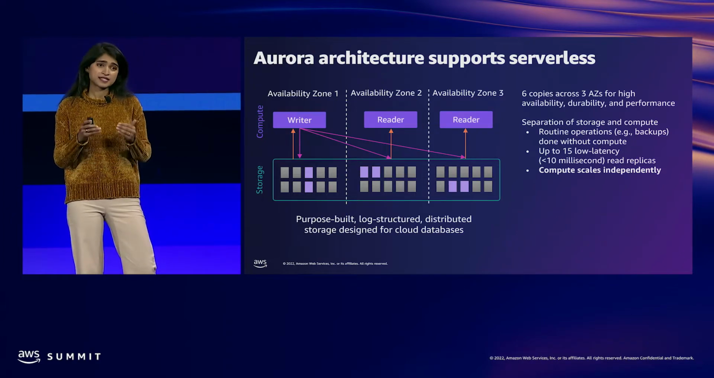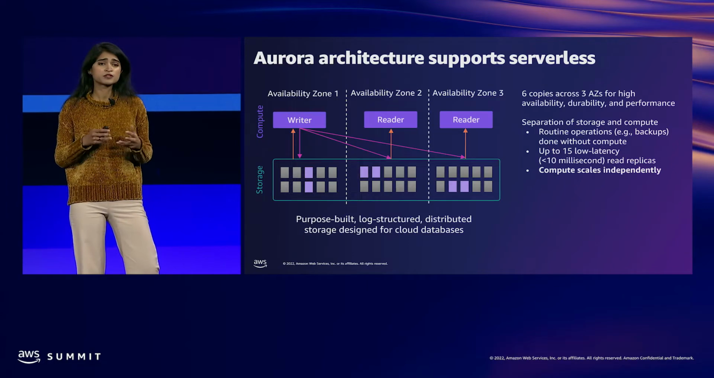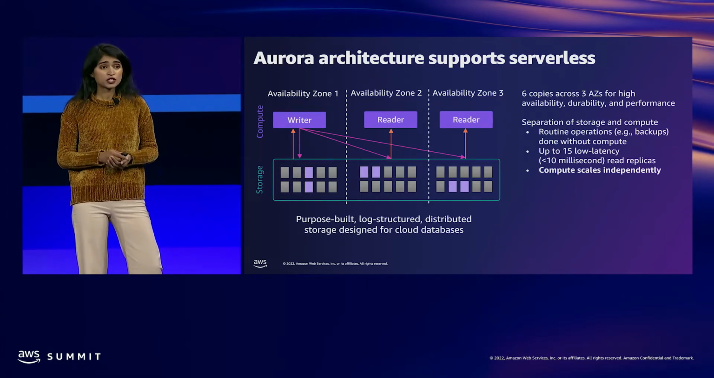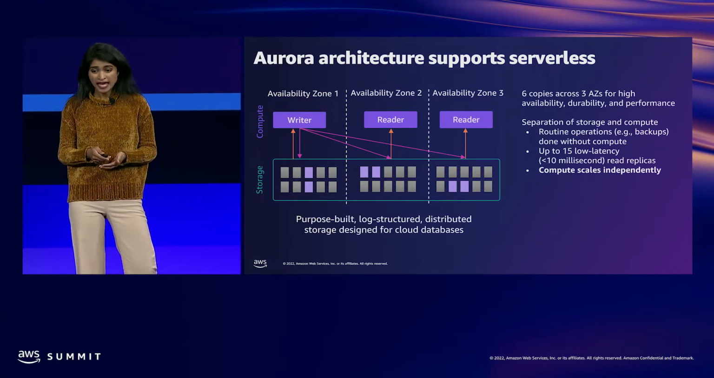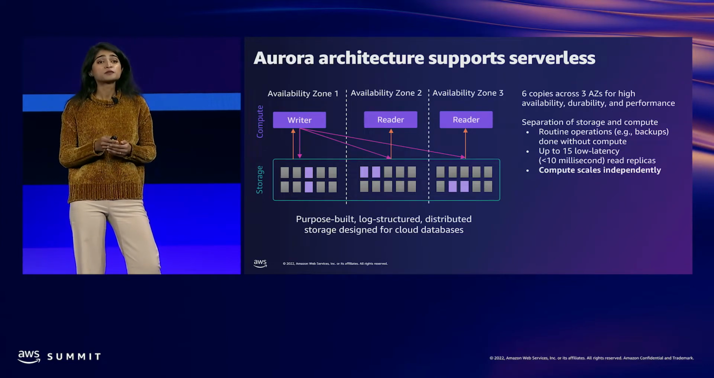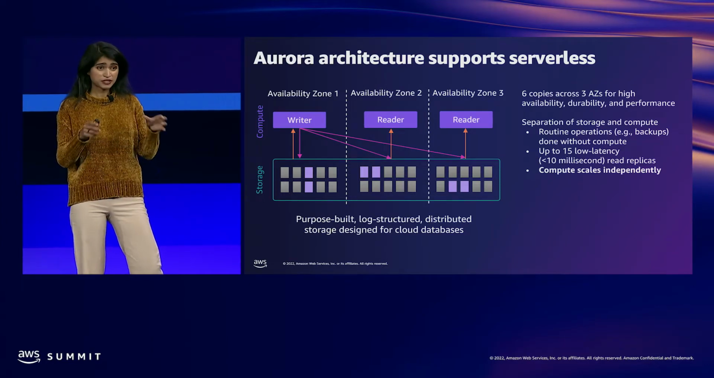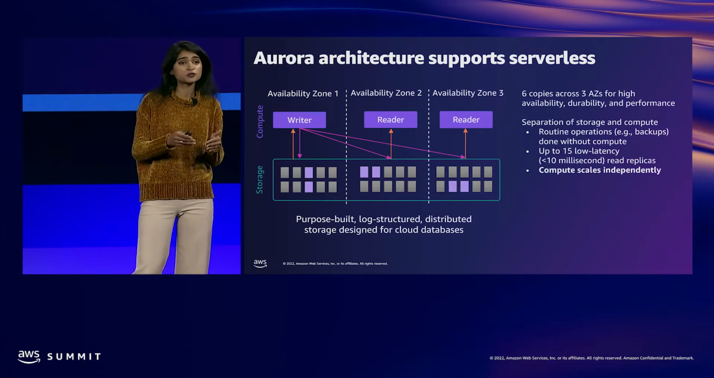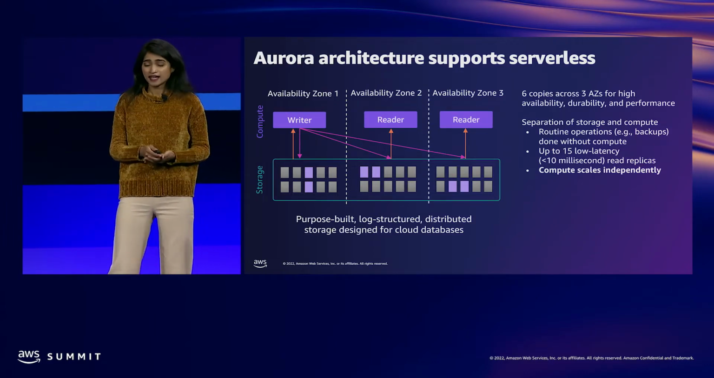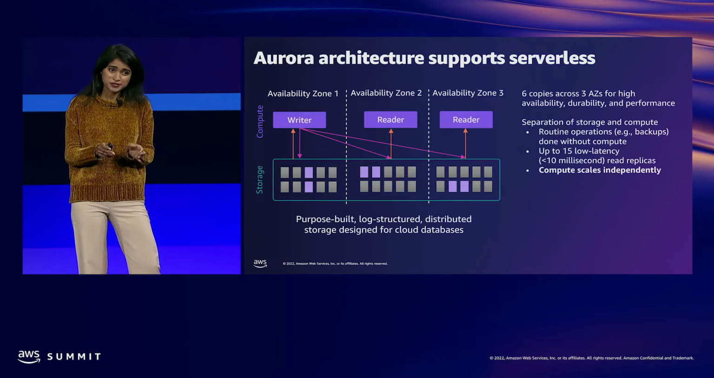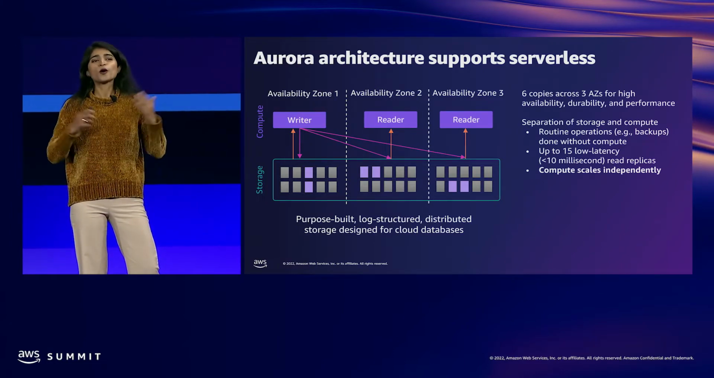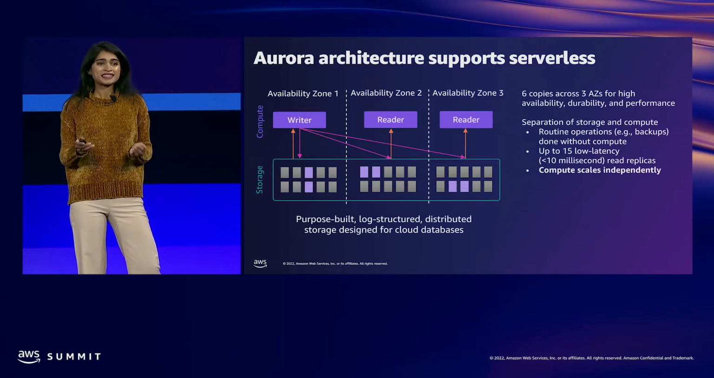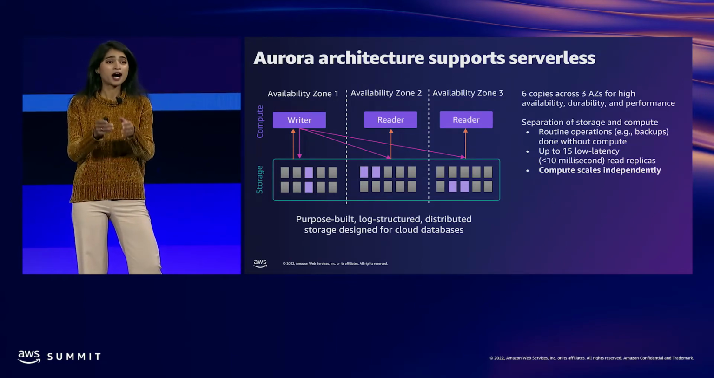Now, since there's separation of storage and compute, if you think about some routine operations like backup and restores, you can run these backups on just the storage layer. You don't have to wake up the compute for these routine operations. And on the compute side of it, you can have up to 15 read replicas. And these read replicas operate on the same storage layer. And since there's separation of compute and storage, that also means that the compute can scale independently. And I'm telling you all of this about Aurora because this is what we built Aurora Serverless on top of.